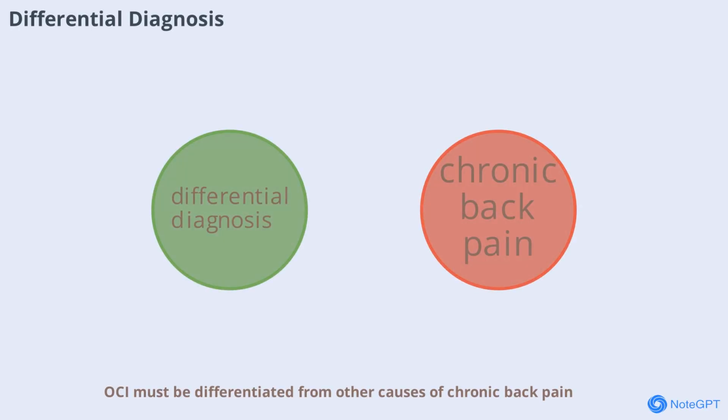OCI must be differentiated from other causes of chronic back pain, such as spondyloarthropathy, osteoarthritis, and low-grade infective arthritis. Unlike these conditions, OCI does not involve joint space narrowing, erosions, or significant laboratory abnormalities. The clinical presentation can be similar, but imaging and lab findings are key to making the correct diagnosis. This distinction is important to avoid unnecessary treatments and to provide appropriate reassurance to the patient.